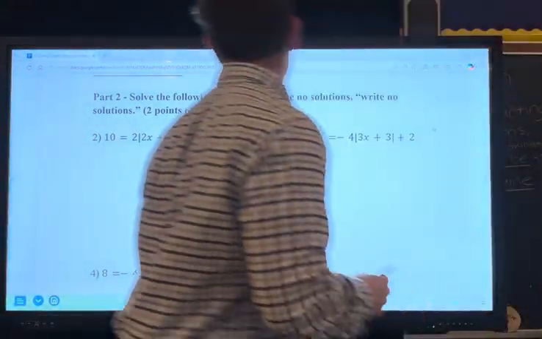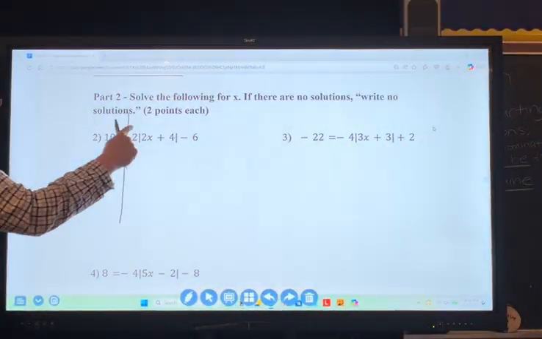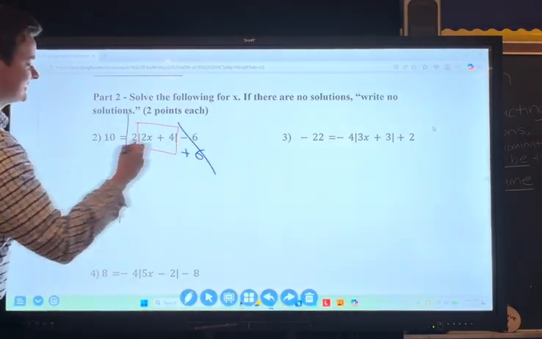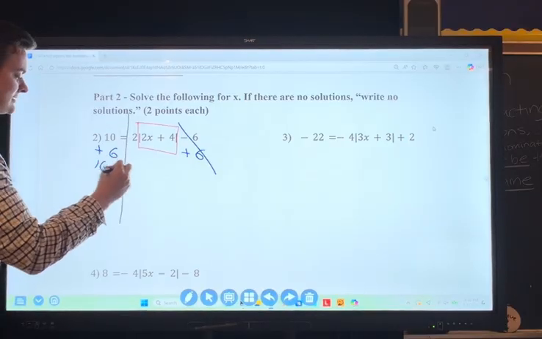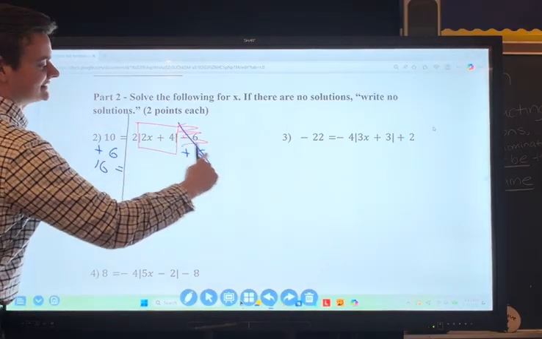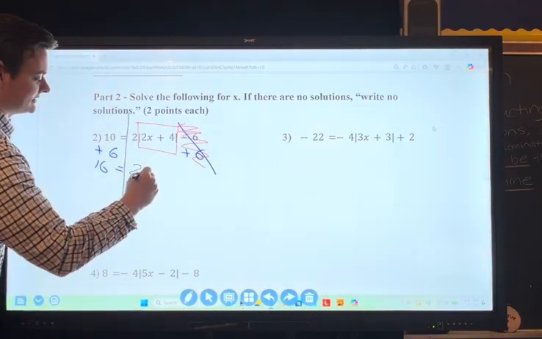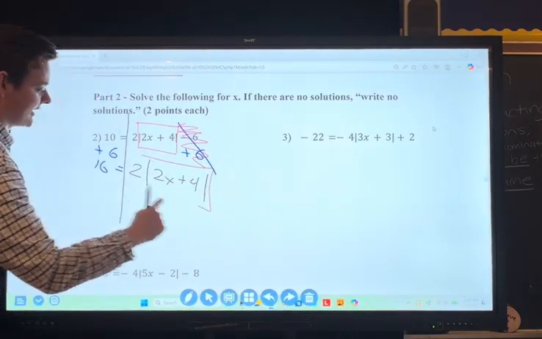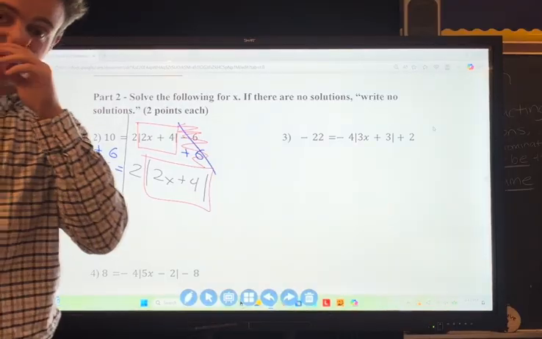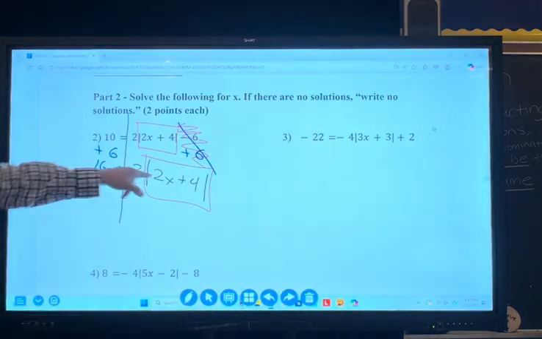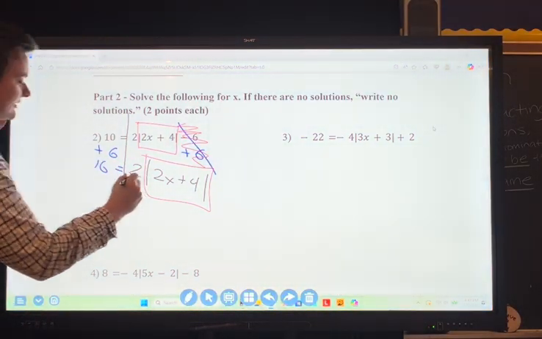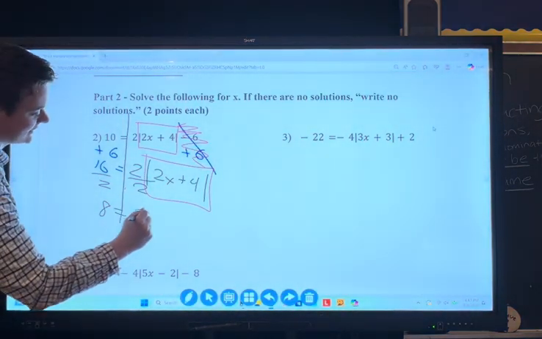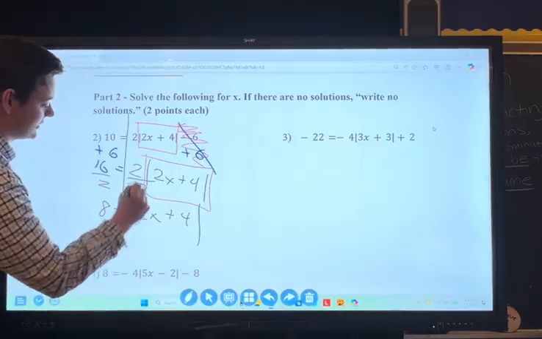For this first one, I have to get this absolute value box by itself. So I'm going to add 6 to both sides, so I get rid of this -6 in the back. And it becomes 16 equals 2 times the absolute value of 2x plus 4. Again, I like to run a box around it so it looks nice to me. It's not by itself, there's a 2 in front of it. To get rid of this 2, I divide by 2, and I get 8 equals the absolute value of 2x plus 4.